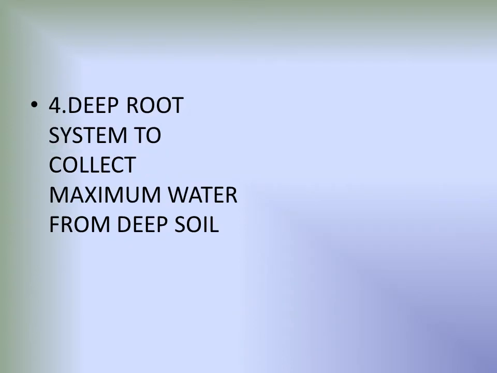Next, we'll move towards the roots. The roots go much deeper in the soil, because deep in the soil in the desert we find water, but not in the upper layer. In the upper layer we have sand. So roots are deep, leaves are modified into spines, and water is mostly stored in the stems.